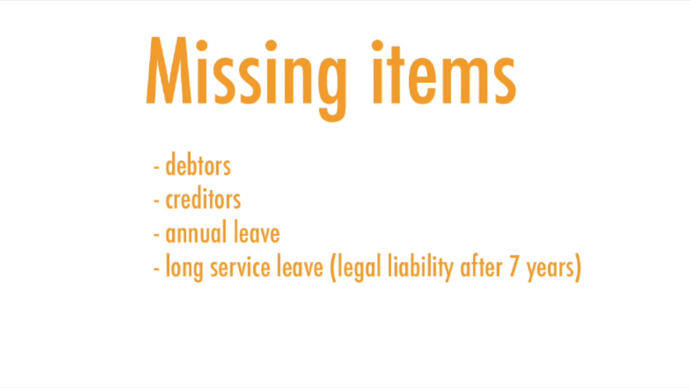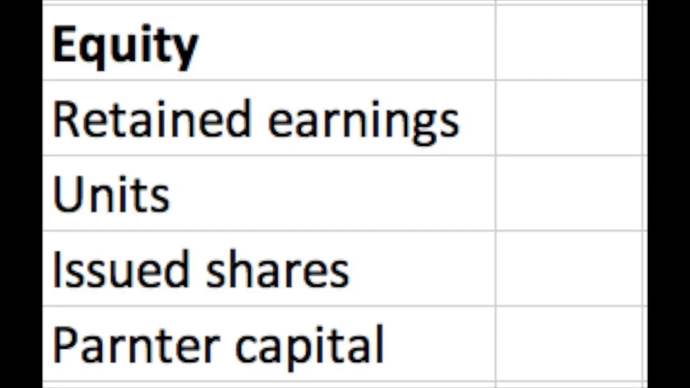These items include, but are not limited to, incorrect debtors and creditors balances, annual leave and long service leave, noting that this is first realized by the entity when an employee hits 7 years of service, but they are not legally required to pay it out if the employee leaves before 7 years of service, meaning if they work for 6 years and 11 months and quit, they receive no long service leave benefit, and therefore this doesn't carry over for the business.